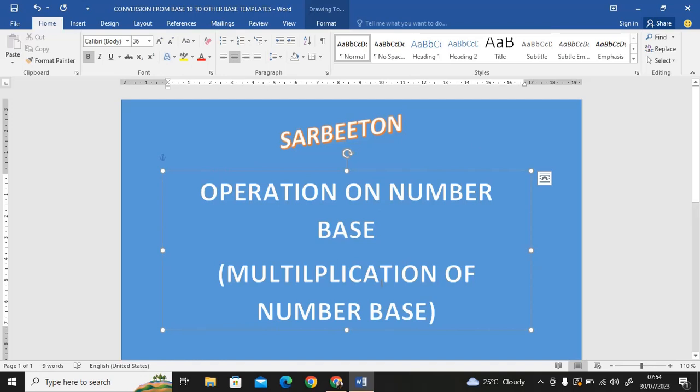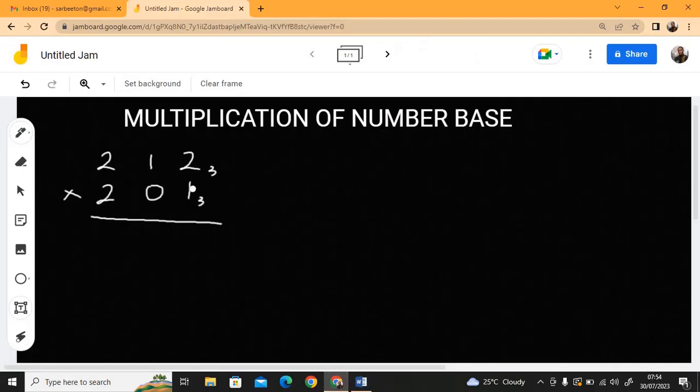Now, yes, we are going to look at multiplication of number bases. So let's go there. This is what we're going to look at. Let's assume you have to multiply this thing. You can do it in two ways. I'll do the first method and the second method. Anyone you feel like using, no problem. You still arrive at the same answer.